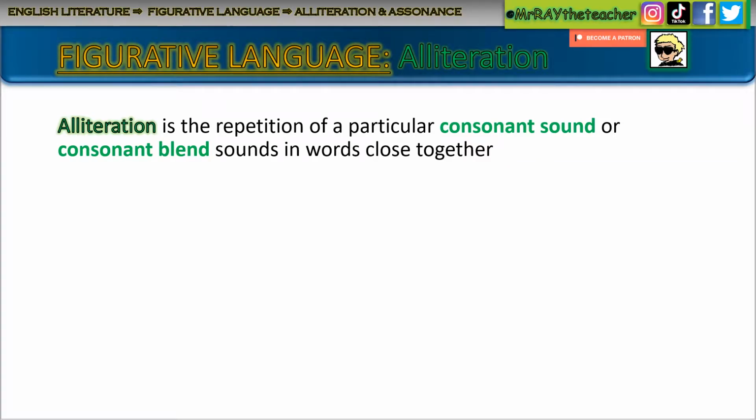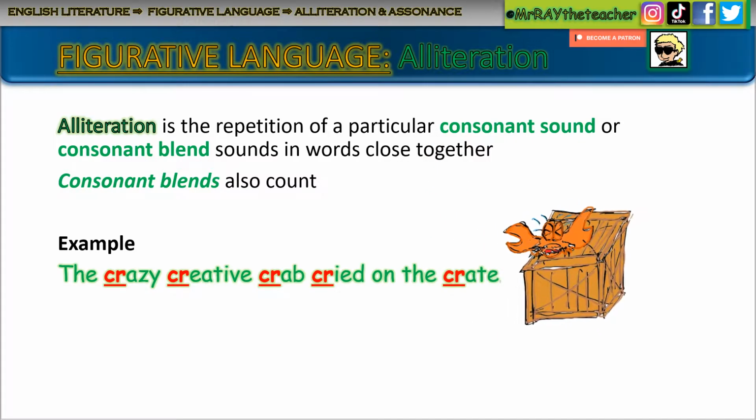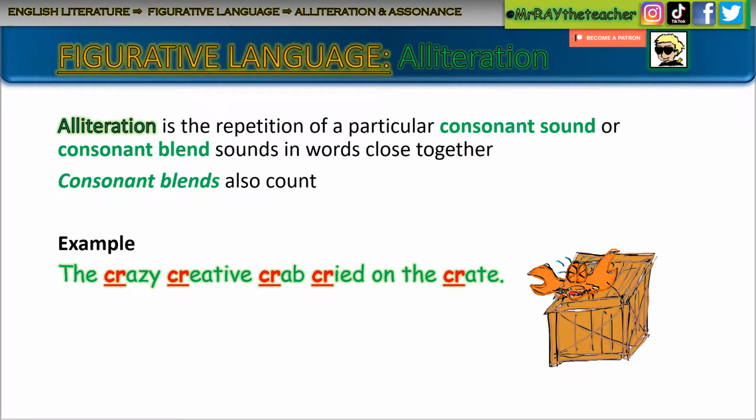Alliteration, again, is the repetition of a particular consonant sound or consonant blend sounds in words within close proximity. You just have to reiterate that. Consonant blends also count. So, when you got two consonants consecutively. So, for example, the crazy creative crab cried on the crate. So, C is k, R is r. Blend them, it's cr, crazy creative crab cried crate. There you go.